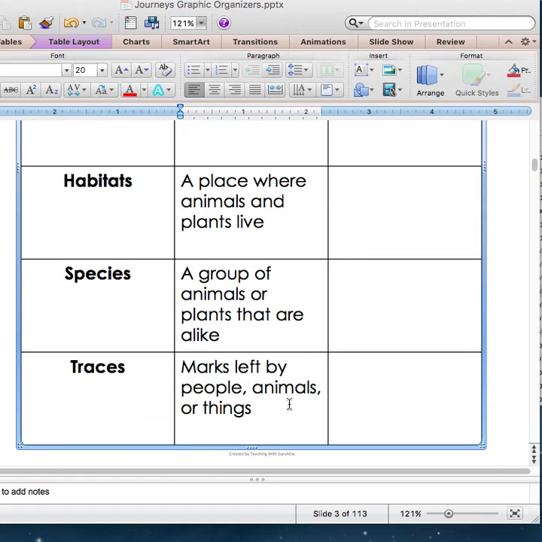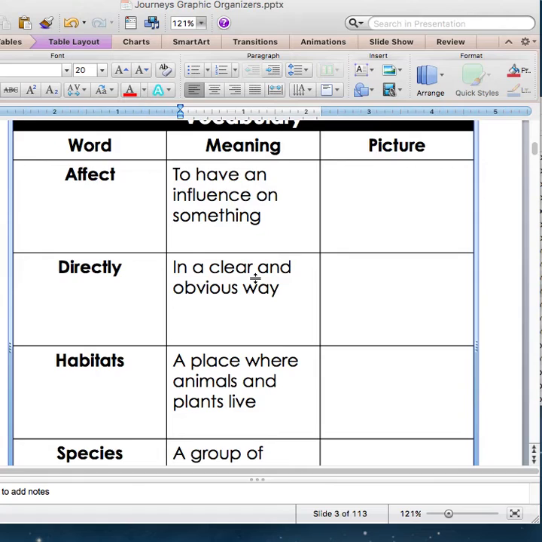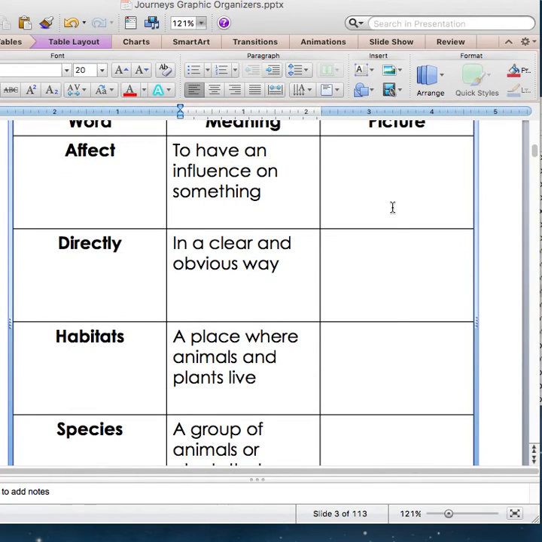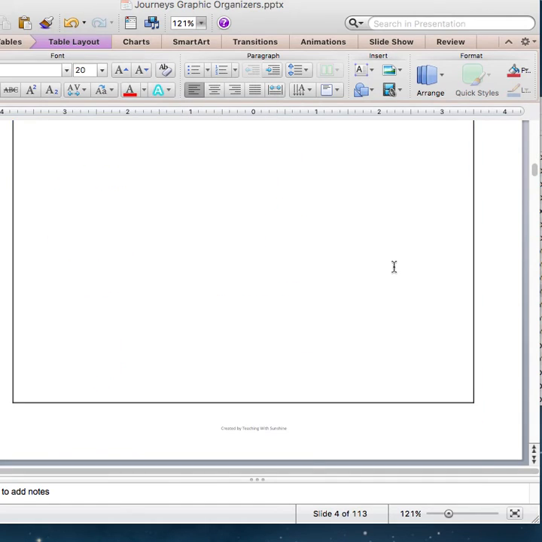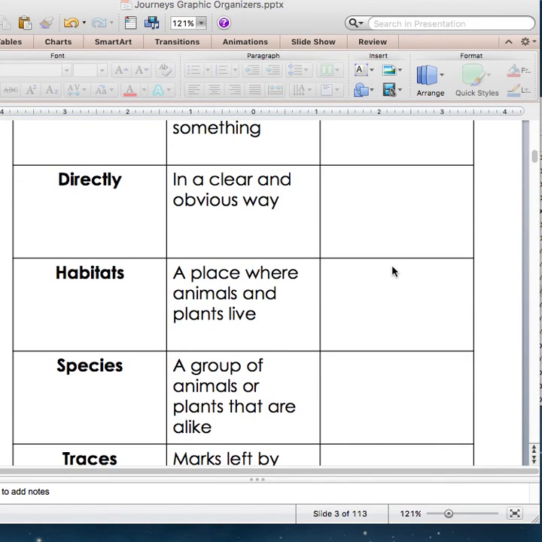Please make sure that you have all of these vocabulary words written down, you have all of their definitions down, and you have a picture or a connection in your last box. This sheet then goes inside your glossary.